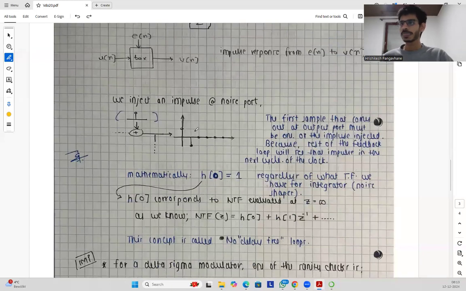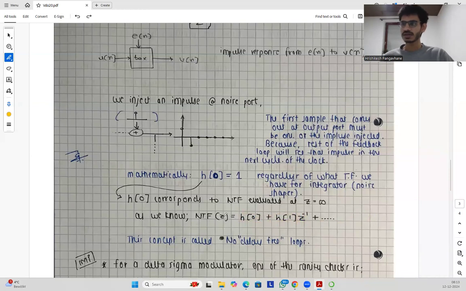So mathematically, h of 0 should be 1, regardless of what transfer function we have for the integrator, or basically for the noise shaper. And h of 0 corresponds to NTF evaluated at z equals infinity. As we know, NTF of z is basically h of 0, plus h of 1 z inverse, and so on till infinity.